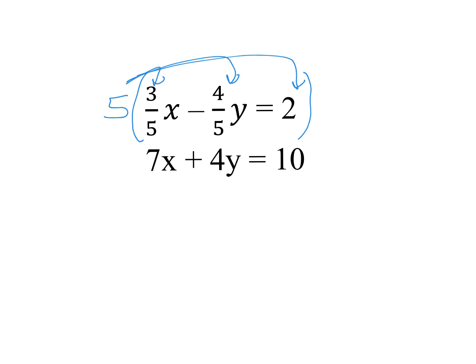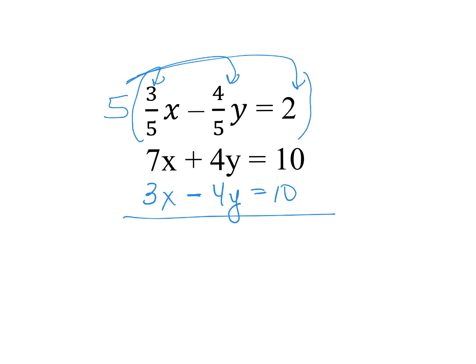5 times 3 is 15. Well, 15 divided by 5 is 3, so this is 3x. 5 times negative 4 is negative 20 divided by 5 just gives me what? Negative 4y equals 5 times 2 is 10. Now this is already set up.